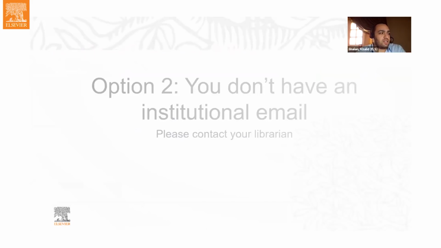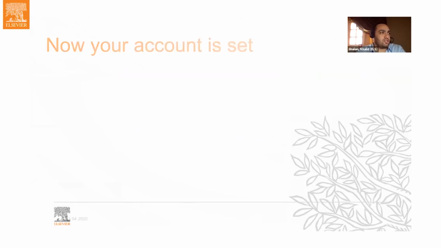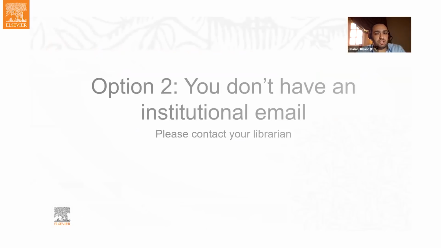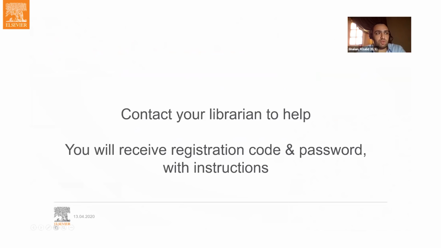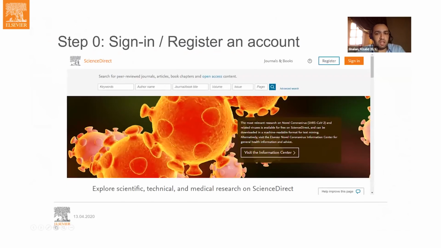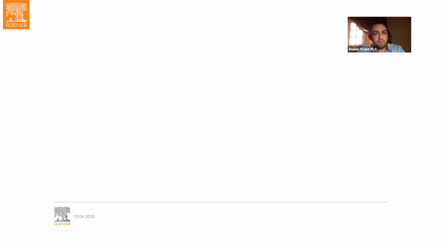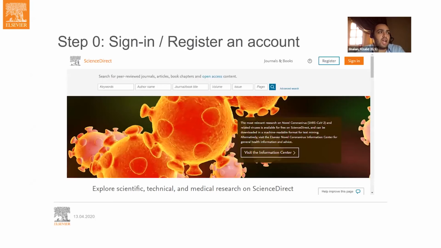And the idea is, if you don't have an institutional email, what you would need to do is to get in contact with your university librarian. They will be able to send you a registration code and password that will make your own personal email work on ScienceDirect and recognize you as a member of the institution, actually.